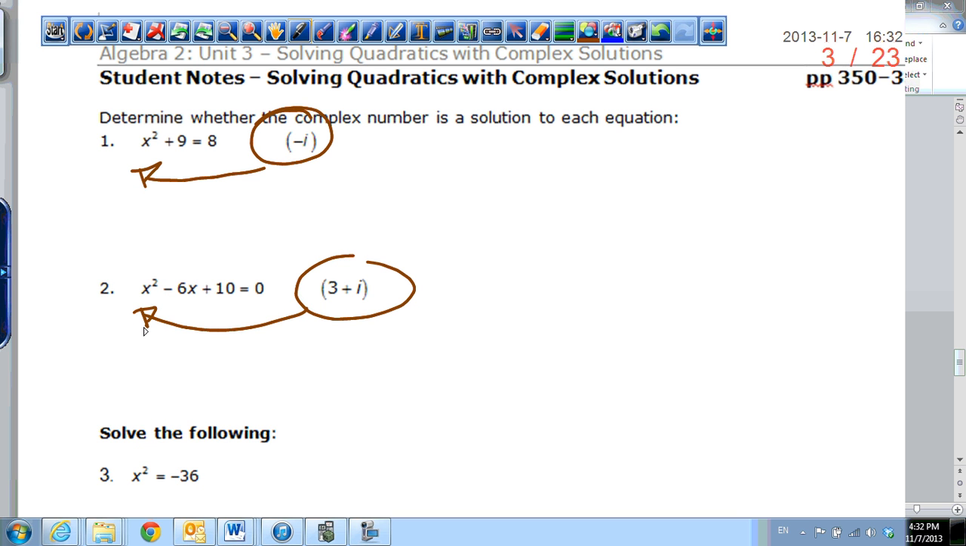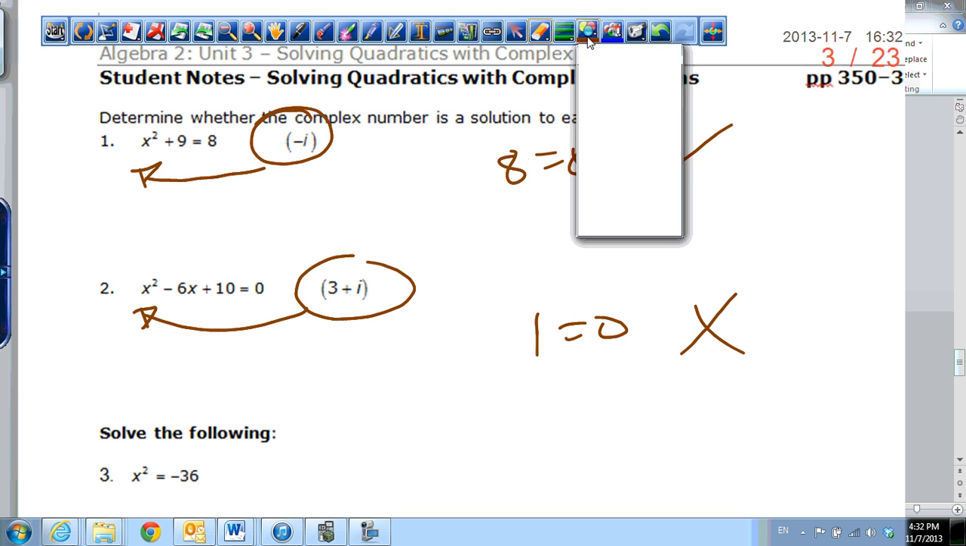If it makes a statement true, like for this example, if we end up getting 8 equals 8 on the left-hand side, then it's a true statement. Like on number 2, if we get 1 equals 0, that's not a true statement, so it doesn't work. So I'll do number 1, and then maybe y'all can do number 2 at home.